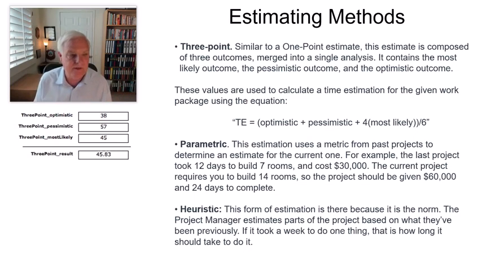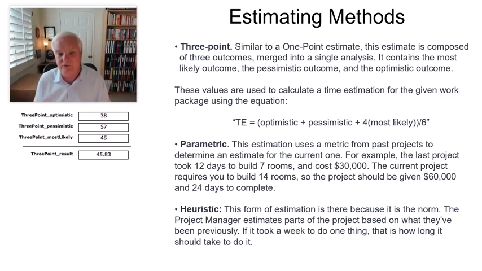As you can see over here, in the 3-point estimate, the optimistic was 38, the pessimistic was 57, the most likely was 45. You can see what the integration of that in the formula that we've laid out here would give you: 45.83 being the 3-point result. It gives you a number that's based on success and failure and looking at what has happened in the past, the most likely.